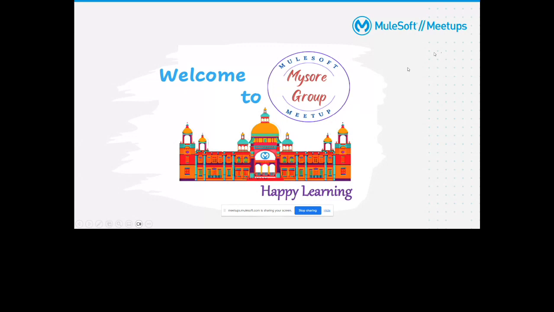So, hi and welcome everyone to MuleSoft Mysore Meetup group. Good morning. Today we have the topic application design with respect to integration architecture. This is part one of the series.